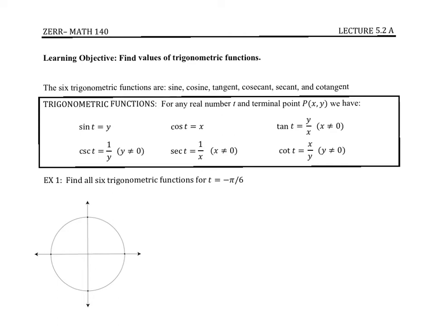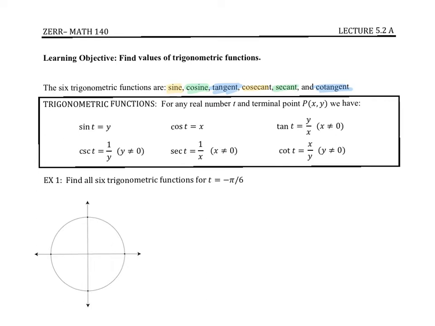Okay, we need to find the values of trigonometric functions. That's so hard for me to say that I just shorten it to trig. So we've got different functions: sine, cosine, tangent. I'm going to look at those first, and then these other ones: cosecant, secant, and cotangent. Let's just look at sine first.